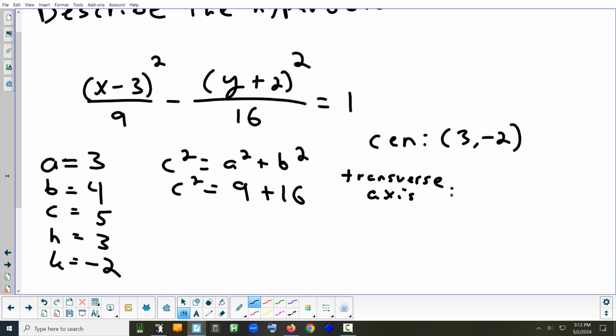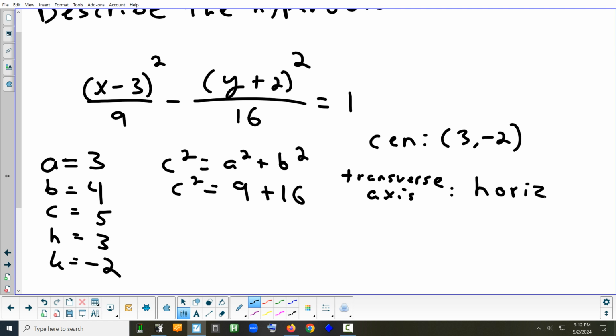You look at the letter that's positive. They're both positive, aren't they? X is positive. Y is negative because it has a negative in front of it. Okay. So the X is the positive letter, which means the transverse axis is horizontal. What would it look like if it was vertical? The X and the Y would switch places.